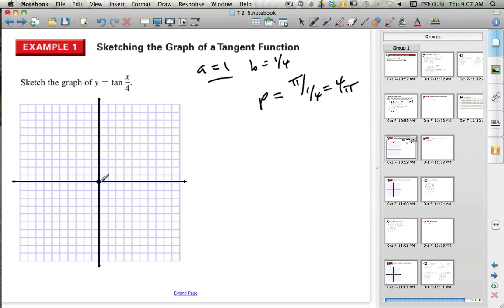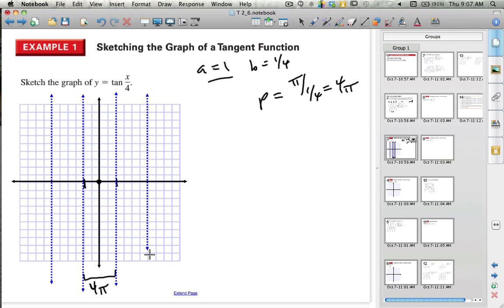Now we're going to start at the origin, and what we're going to do is move 2 pi to the right and 2 pi to the left. So I'm moving half the period in each direction from the center. And when I do that, that identifies my asymptotes. So I'd have asymptotes there, and 1, 2, 3, 4 more pi over that way. I'd have an asymptote, 1, 2, 3, 4, and on, right, to positive and negative infinity.